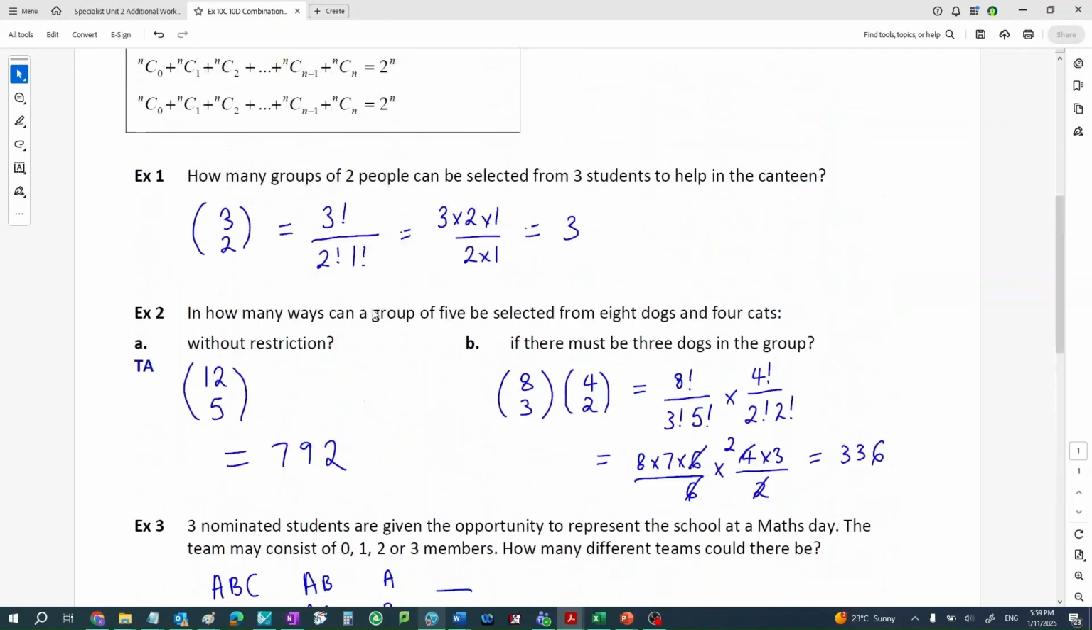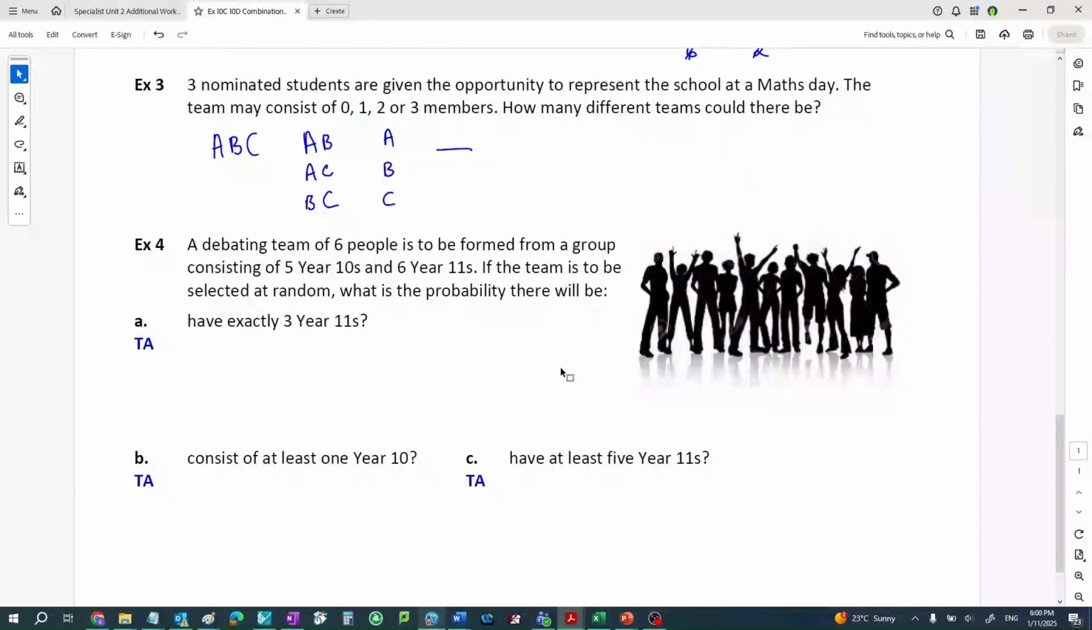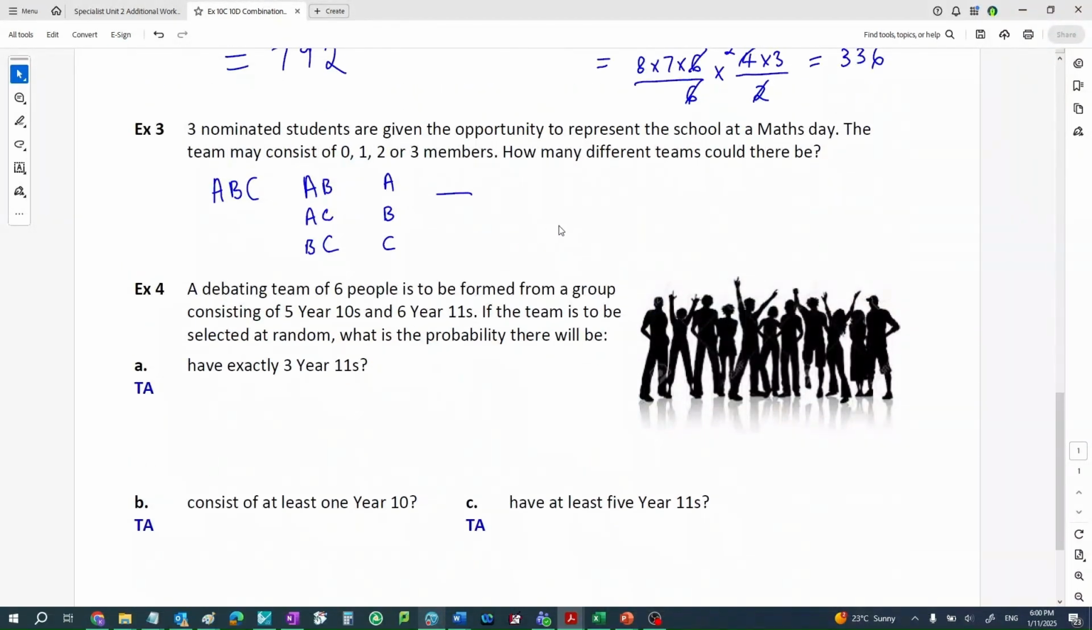But coming back to the top here, finding the number of combinations where 0 to n objects are chosen. In this case, 0 to 3 objects are chosen. We can simply use 2 to the power of n. And in this case, we're choosing 0 to 3 objects. So the shortcut for this would be 2 to the power of 3 is 8. And so that's going to give us the same answer as if we counted all the possibilities.